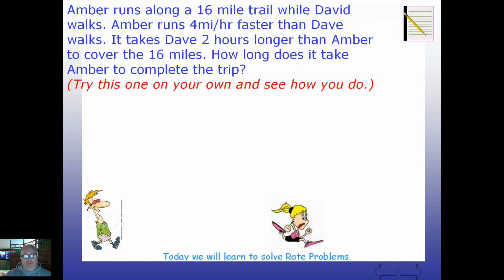This one here, I want you to practice on your own. I think we can finish this in class together, but go ahead and give it the old college try. Amber runs along a 16-mile trail while David walks. Amber runs 4 miles an hour faster than David walks. It takes David 2 hours longer than Amber to cover the 16 miles. How long does it take Amber to complete the trip? Remember, start with the slow one. Obviously the slow one is going to be Dave. Establish him, and then set your rates equal to each other and solve. Try this one on your own and see how you do.